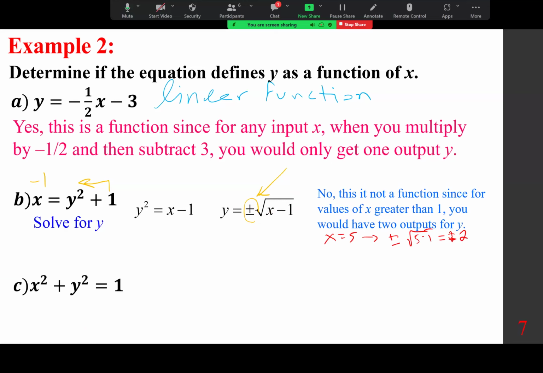What about x squared plus y squared equals 1? We do the same thing. We solve for y squared. We get 1 minus x squared.